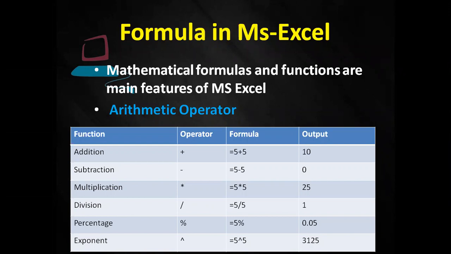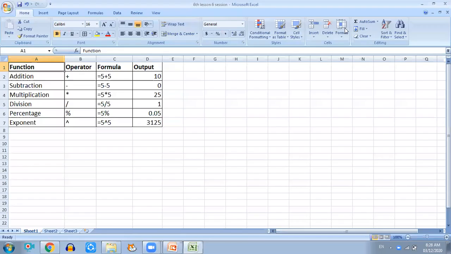So let's understand this practically. So here I have the ready chart of Excel. Let's move to that chart. So here is a chart. Suppose we want to do the addition. So we need to enter the formula like this. So the output we will get.